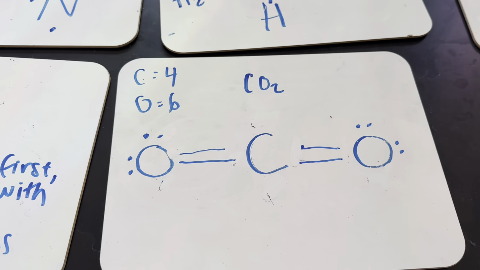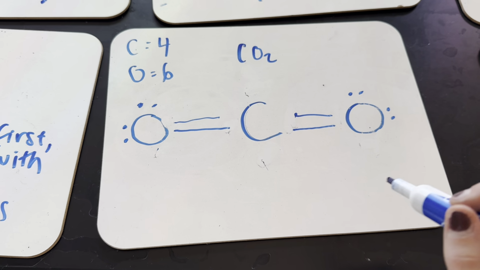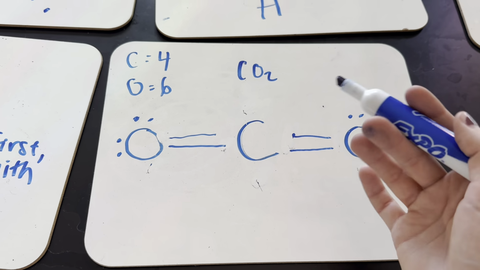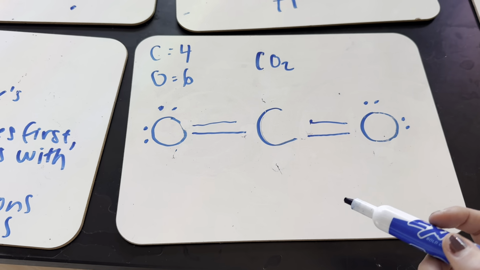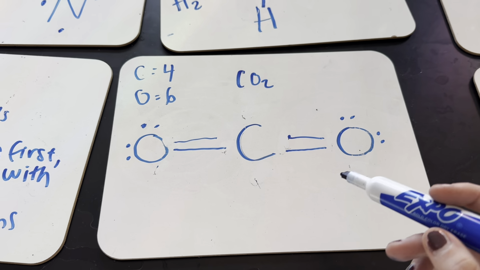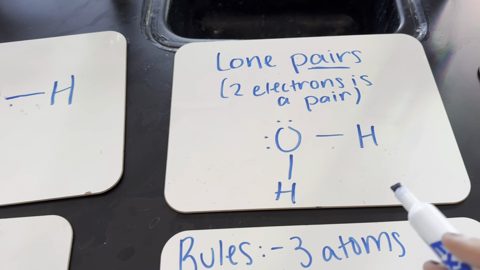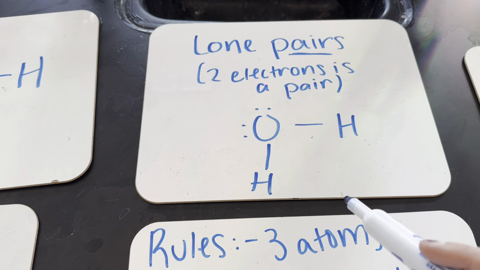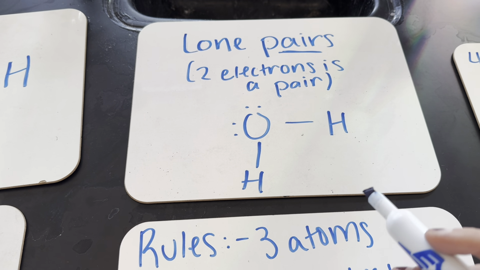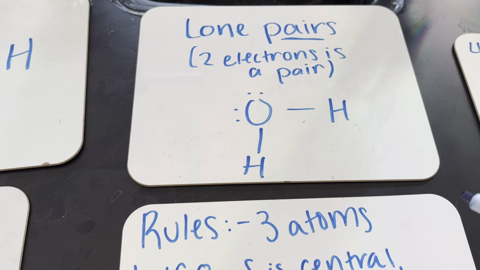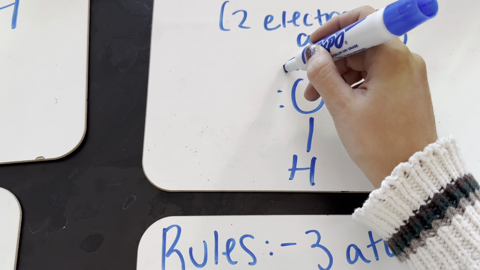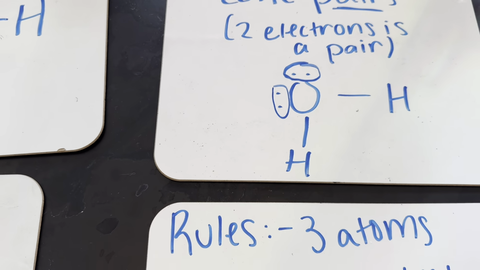So that's how you can end up with double bonds, is if you bond one time and it's not enough, you might have to go back and do another bond. And that's how you can also end up with triple bonds. So don't forget about triple bonds. That's also an option. Okay, lone pairs, just to let you know what a lone pair is, that's 2 electrons, or 2 electrons make a pair, but they're the electrons that are going to be left over after you do a Lewis dot diagram.